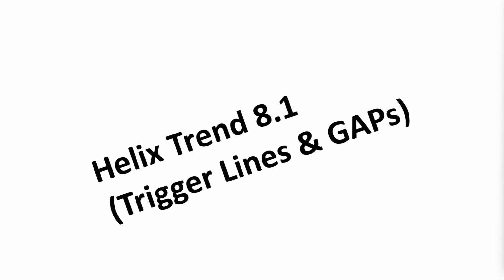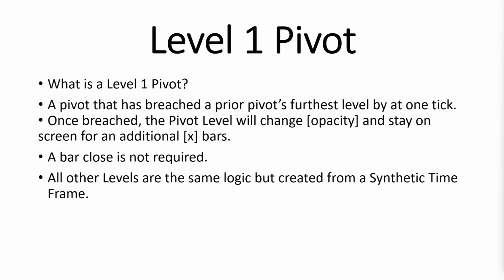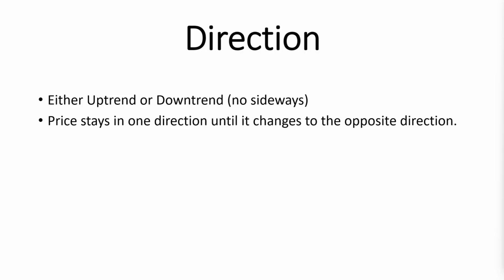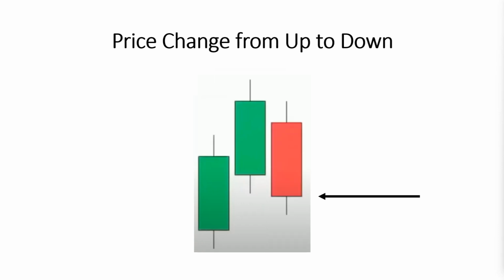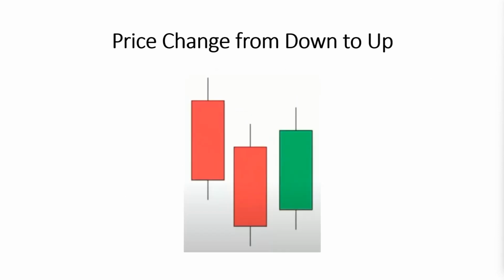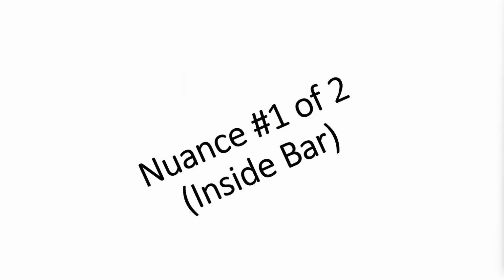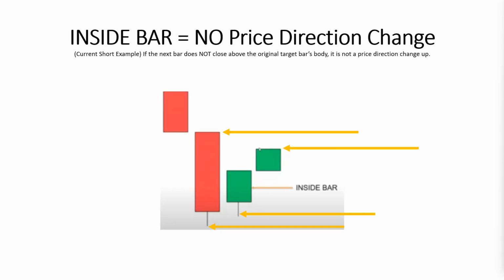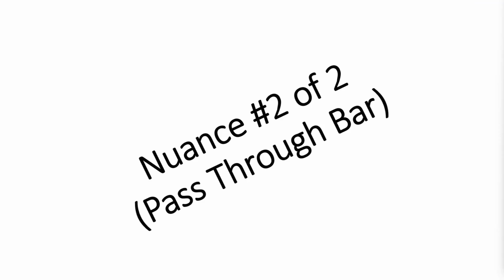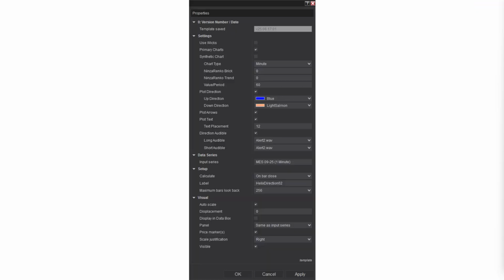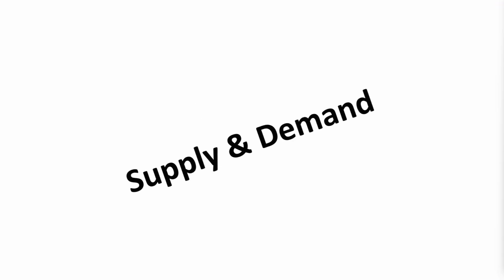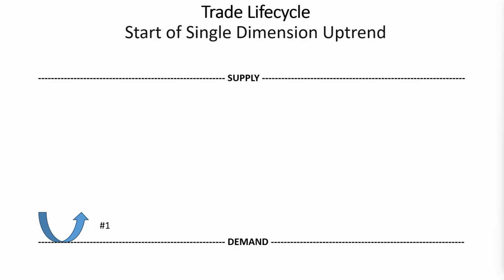So Helix 8.1 talks about trigger lines, gaps. Okay, I want to get past that. I want to get to the good stuff. Direction, we talk about up, down, all around. Change it from up to down. Okay, so here's your price changes. You could slow down and read these on your own. What differentiates a nuance? There you can read that. I don't care about this. Okay, that's settings. Okay, that's that. And the directions, supply and demand, and our multiple time frames. Okay, so I think this might be where it's starting from.